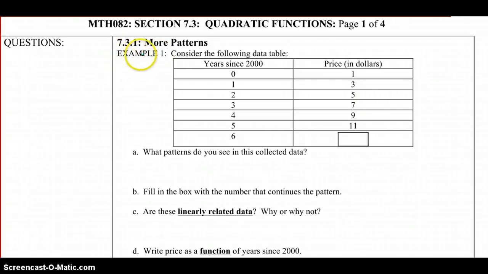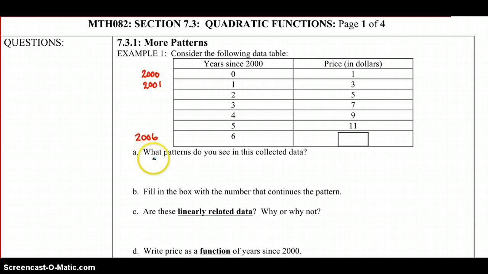So 7.3.1, more patterns. Example 1 says to consider the following data table. We've got years since 2000. So 0 is going to correspond to the year 2000, and 1 will correspond to 2001, and so on up to 2006. And we have the price for a particular product over here in dollars. So in the year 2000 it cost $1, in the year 2001 its price was $3, and so on.